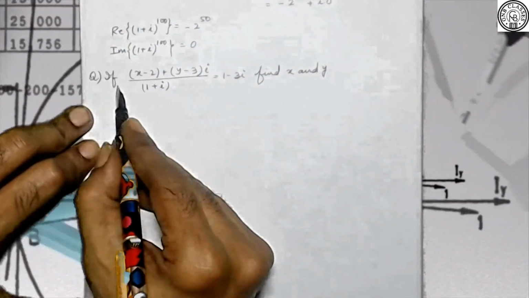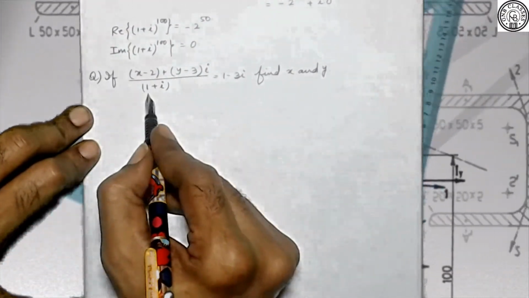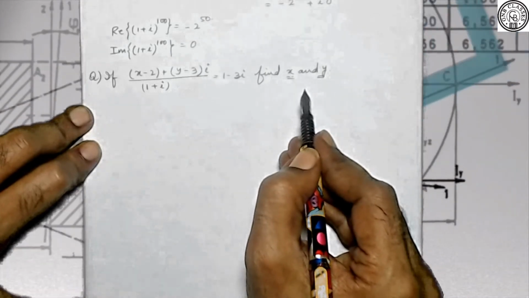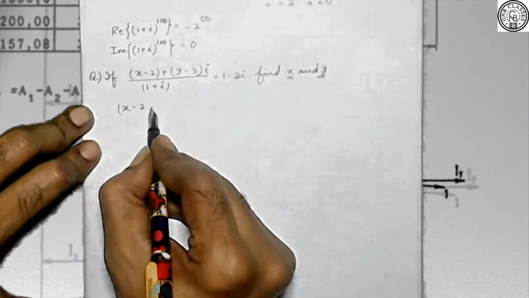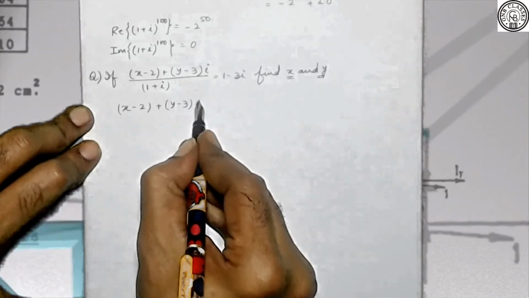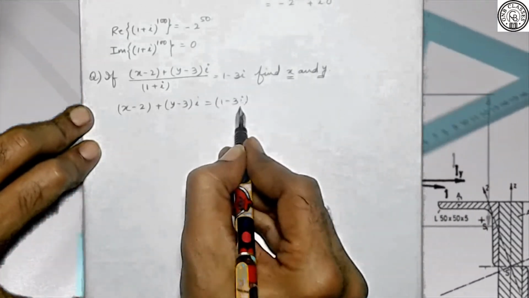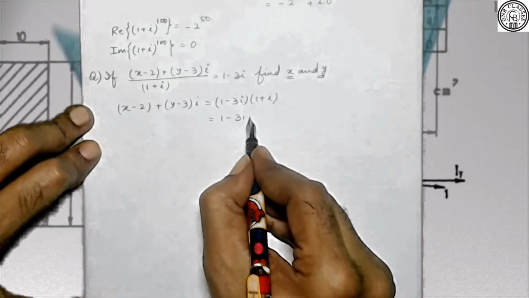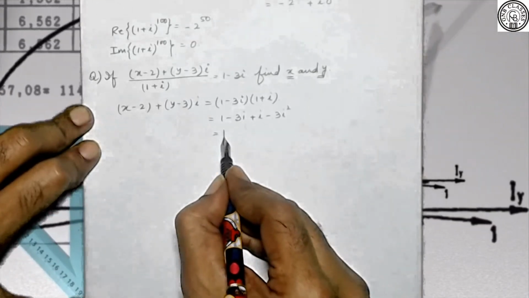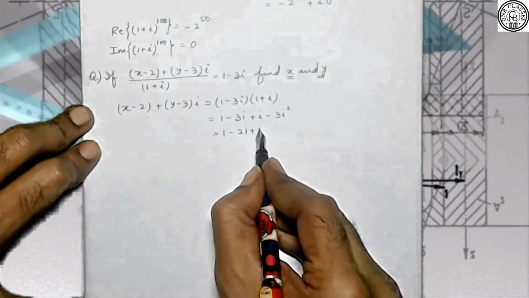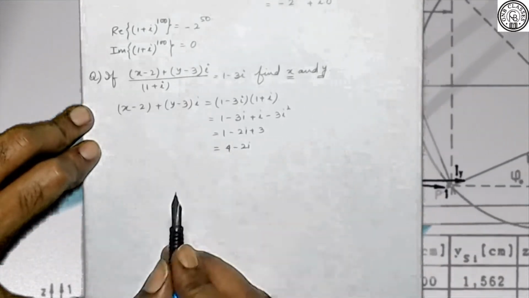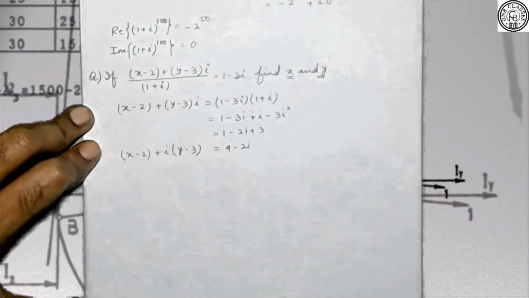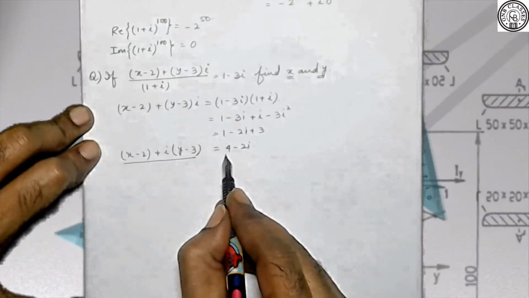In this question, we have been given that if (x − 2 + (y − 3)i) / (1 + i) is 1 − 3i, then find x and y. So the given expression can be written as, if I cross multiply and open the brackets, what we are going to have? i² is minus 1, so this is plus 3. So it is coming to 4 − 2i, which is equal to (x − 2) + i(y − 3).